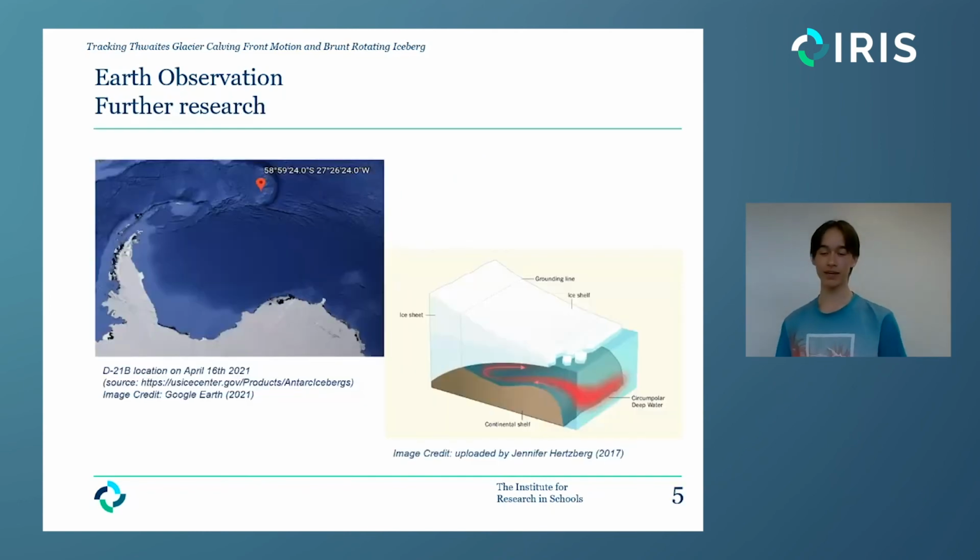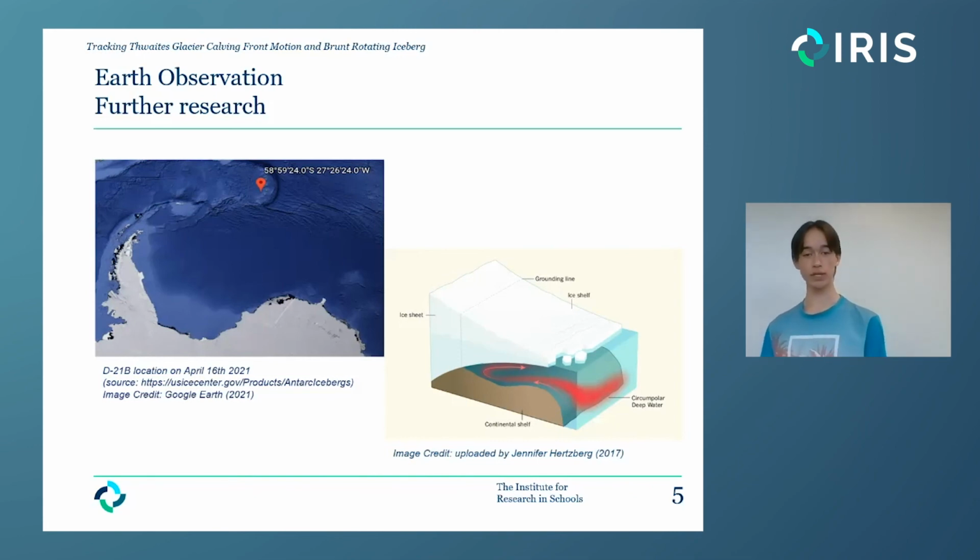Yeah, as you said, our research is not yet complete and we have a lot left to look into. For example, we've discovered that the D21B iceberg, the rotating iceberg, is still popping up in satellite images post-2019. It was last seen north of Antarctica on April 16, 2021, which is only a few days ago. And it appears to have followed the Weddell Gyre currents up and away from Antarctica.